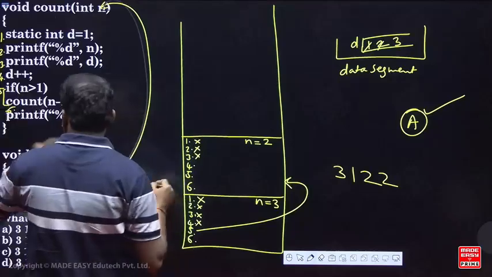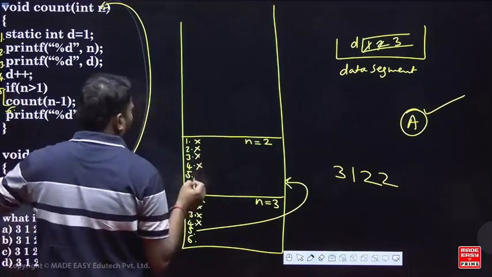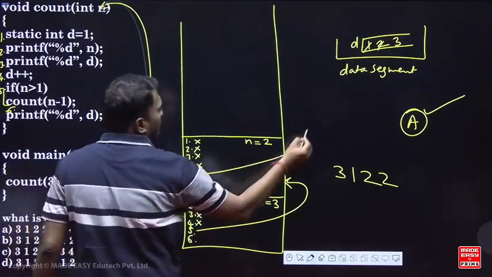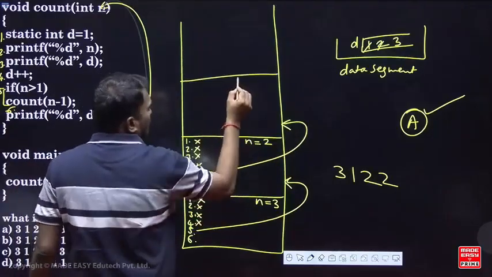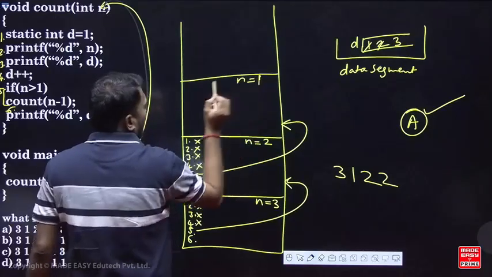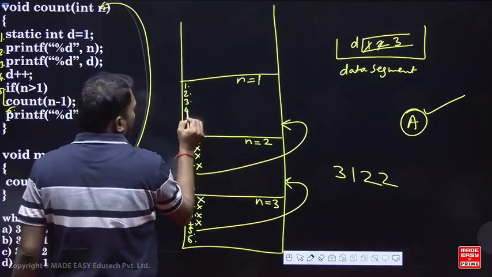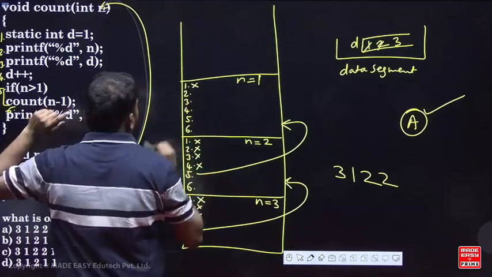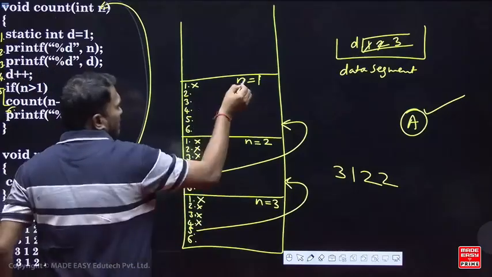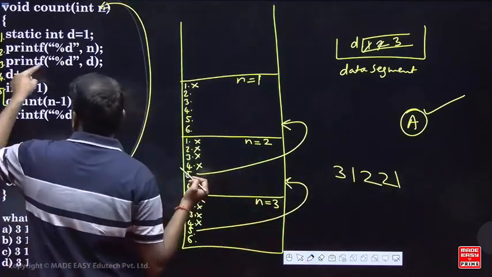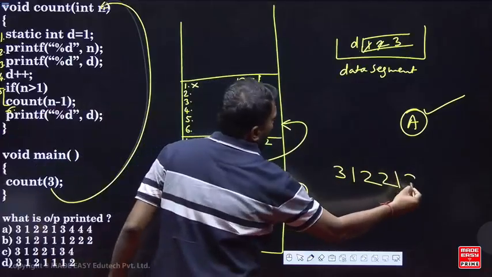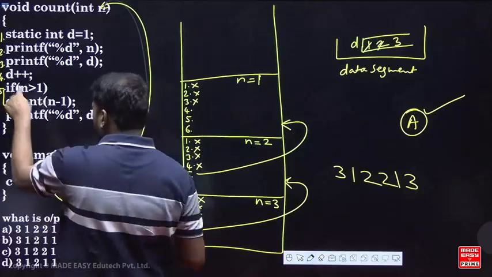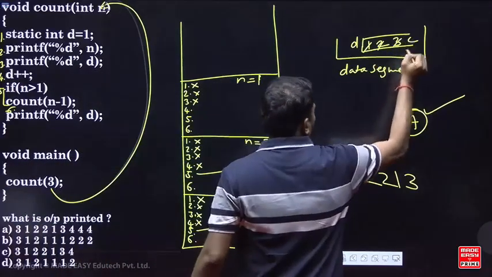And next if n greater than 1. Now tell me, n greater than 1. The n value is what? 2. So 2 greater than 1 is true. If it is true, it is recursively calling count of n minus 1. Now what is the n value you are receiving here? 1. And next again you have to execute 1, 2, 3, 4, 5, 6 statements. Now first statement static, it will simply skip. Now second statement printf %ld, what is the n value? 1 will be printed. Now printf %ld, what is the d value? 3 will be printed. Now third statement also done. Next fourth statement d plus plus, d value becomes 4.